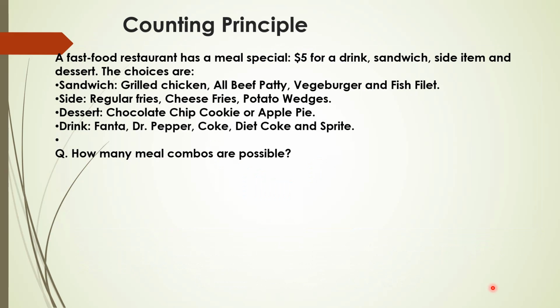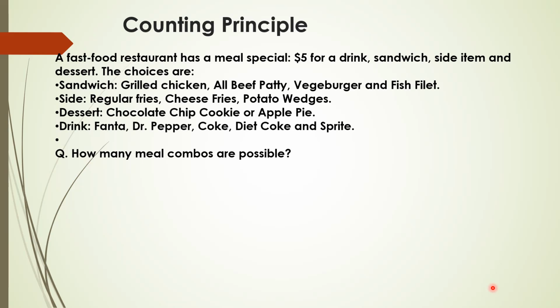So here's another example. A fast food restaurant has a meal special, $5 for a drink, a sandwich, a side item, and a dessert. The choices are, for the sandwich, there's a grilled chicken, there's an all beef patty, there's a veggie burger, I think I misspelled veggie there, and a fish fillet. For the side dish, there's regular fries, there's cheese fries, there's potato wedges. For the dessert, there's a chocolate chip cookie or an apple pie. And for the drink, there's Fanta, Dr. Pepper, Coke, Diet Coke, and Sprite.